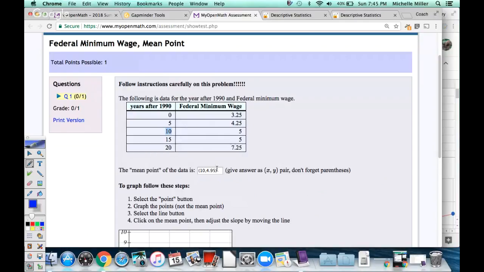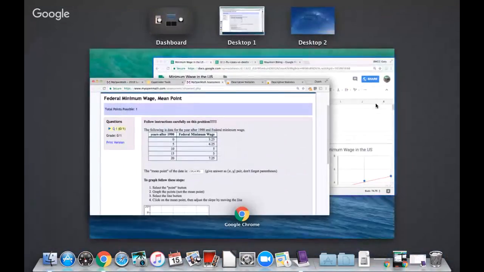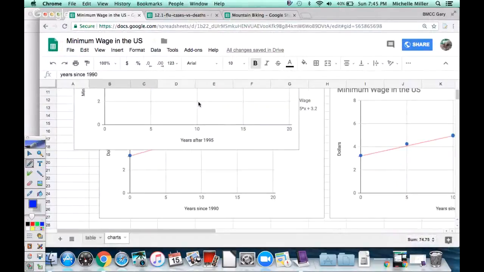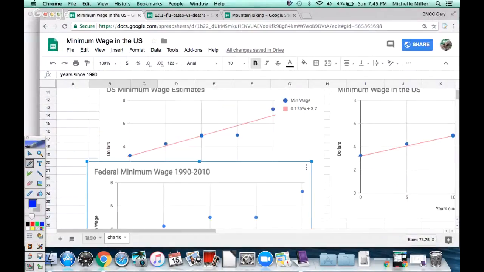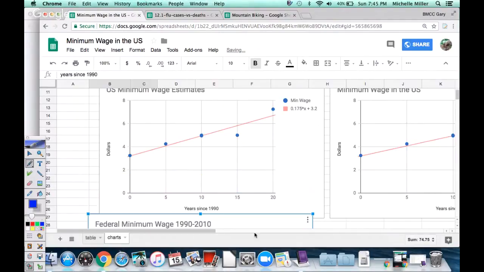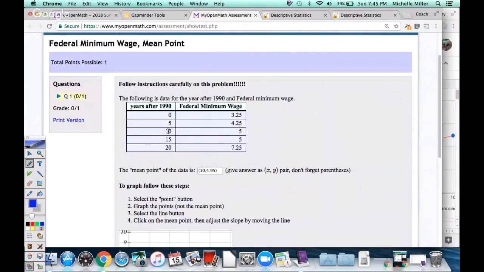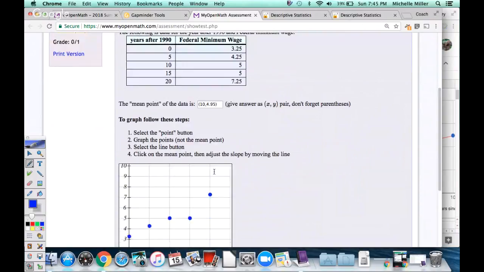Turns out the average Y value is 4.95, which is pretty darn close to 5. And if we look at my graph on that, minimum wage, let's move this one out of the way. You can see that that line pretty darn closely goes through that middle number right there, okay? So the mean X, mean Y, that particular point is on the line of best fit.